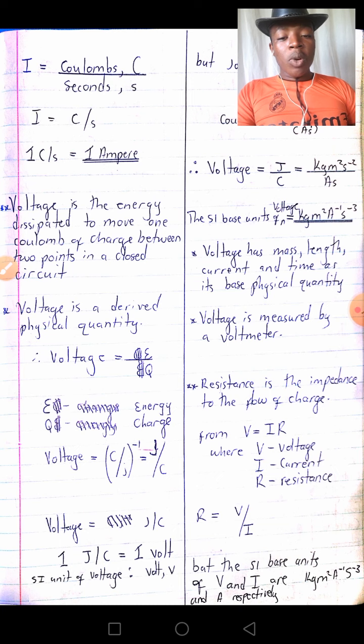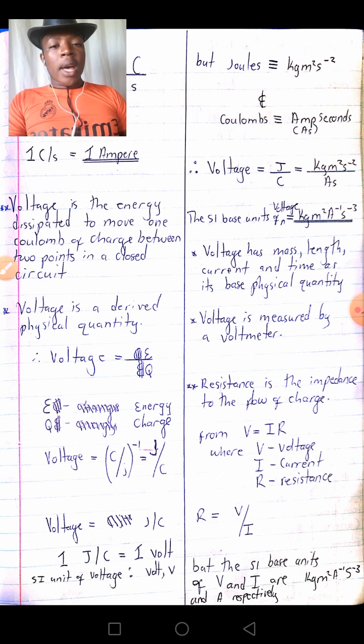E over Q, where E is energy, Q is charge. Therefore, voltage is equal to joules over coulombs. So finally, the SI unit for voltage is 1 joule per coulomb, which is 1 volt. The SI unit is volt there.